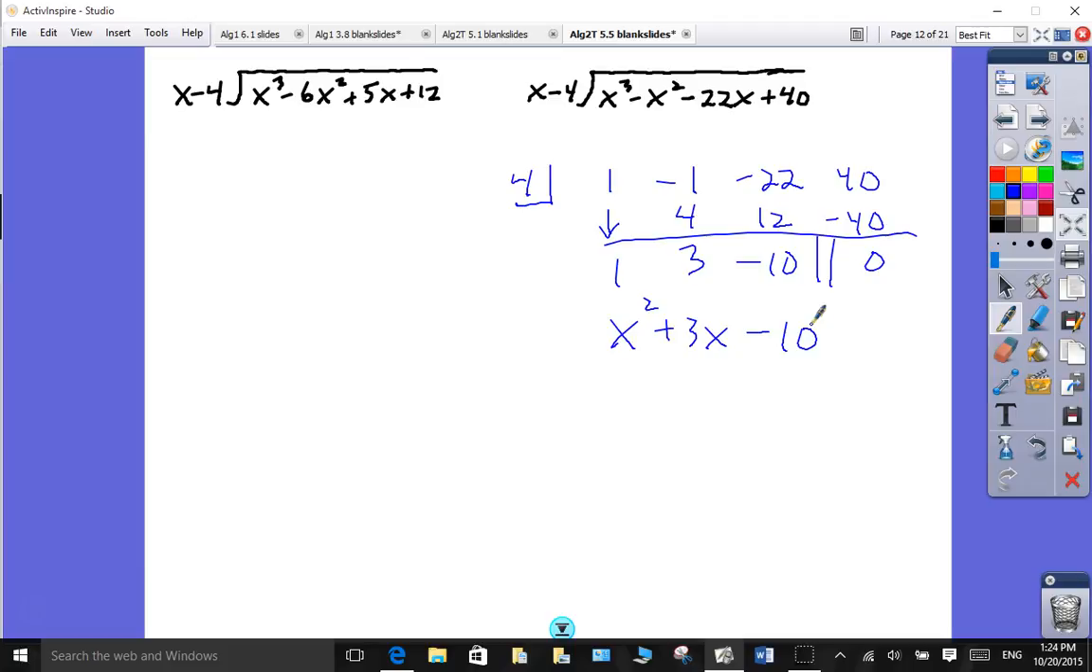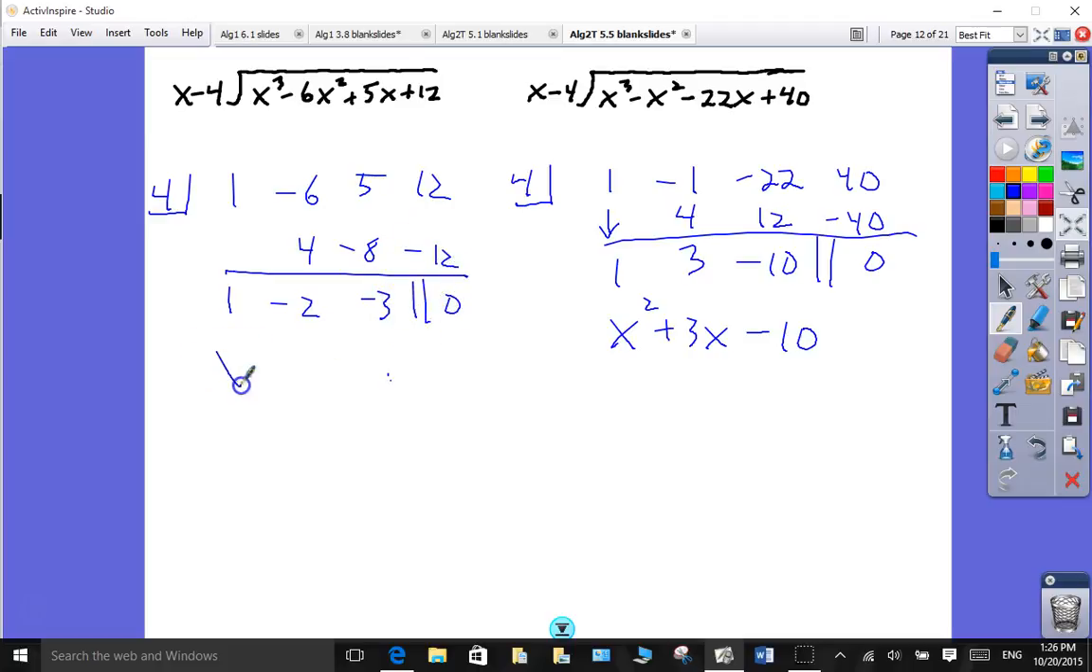So try to do the same thing with the one on the left. That was the one that I did and showed you. See if you can get that. It should look like 1, -6, 5, and 12. Put a 4 in the bracket. Bring a 1 below the line. 4 times 1, 4 times -2, 4 times -3, 0. x squared minus 2x minus 3.